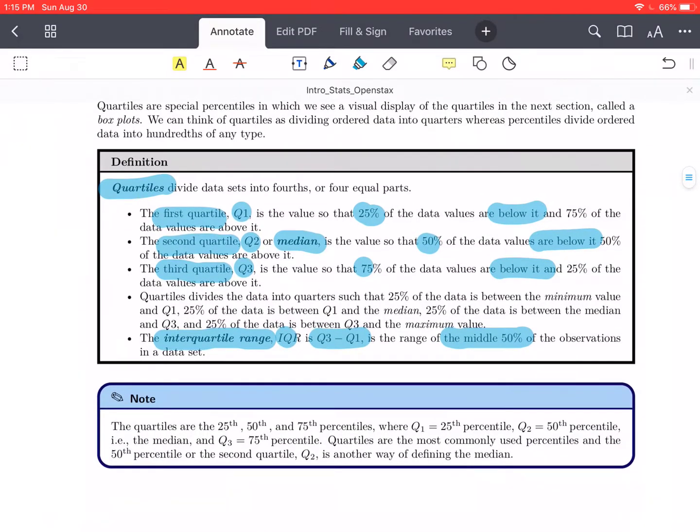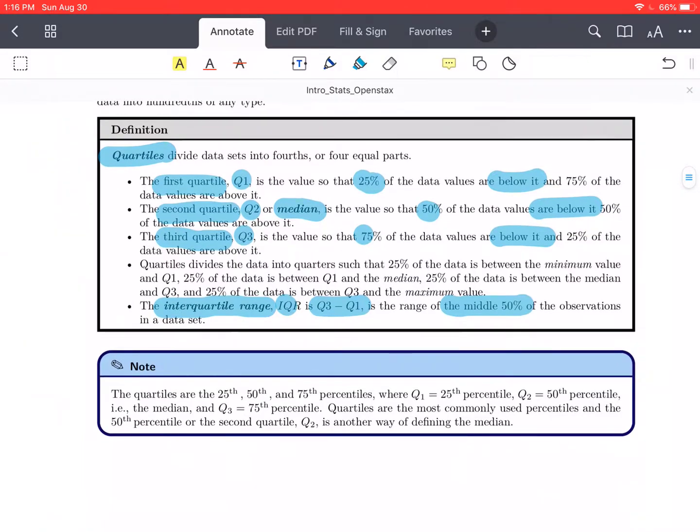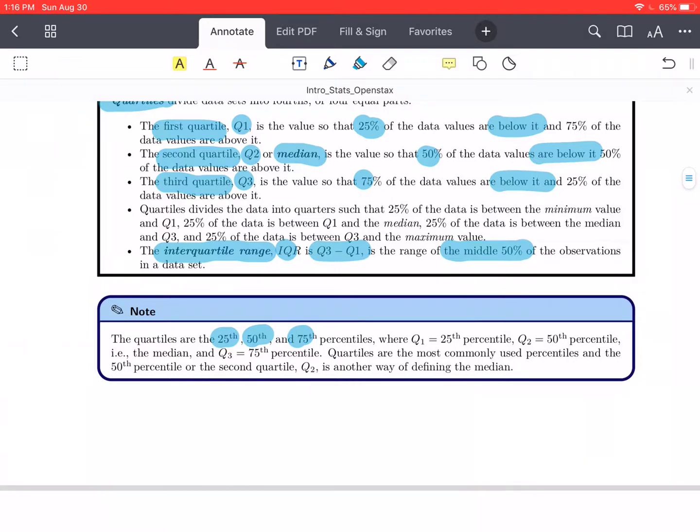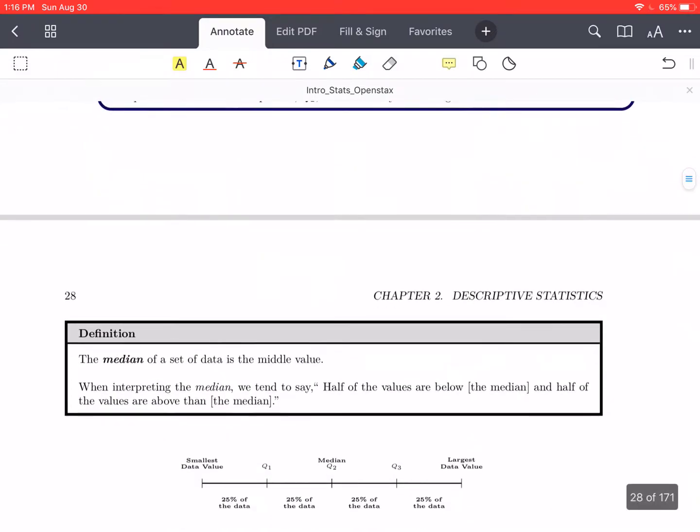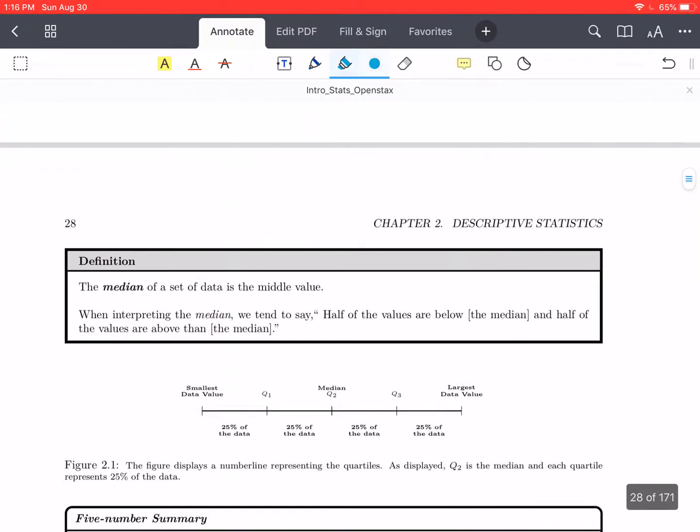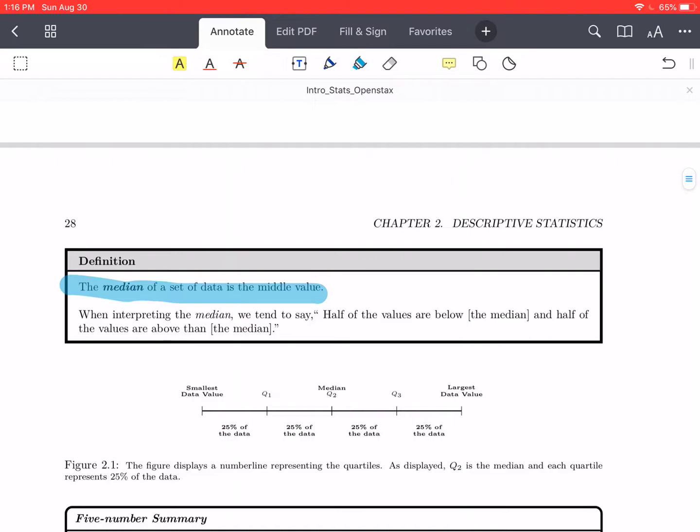So note, the quartiles are the 25th, 50th, and 75th percentiles, because 25% below, 50% below, and 75% below. And Q2 is another way of defining the median, median meaning the middle value. That's exactly what I just said here. So the median is the middle value.